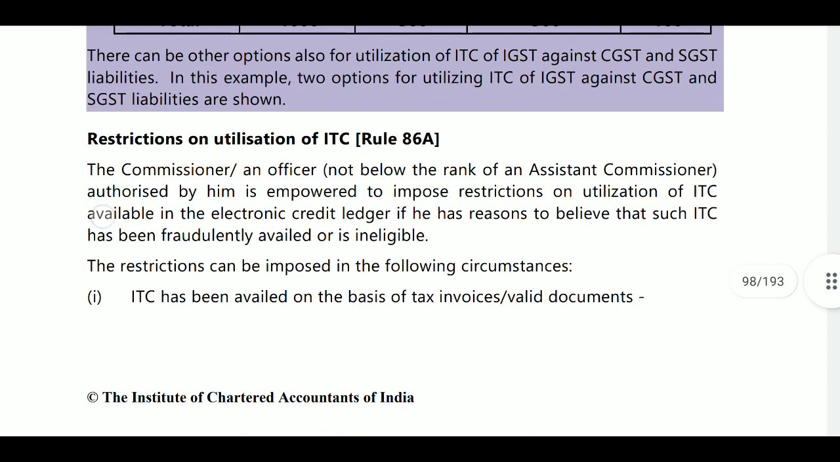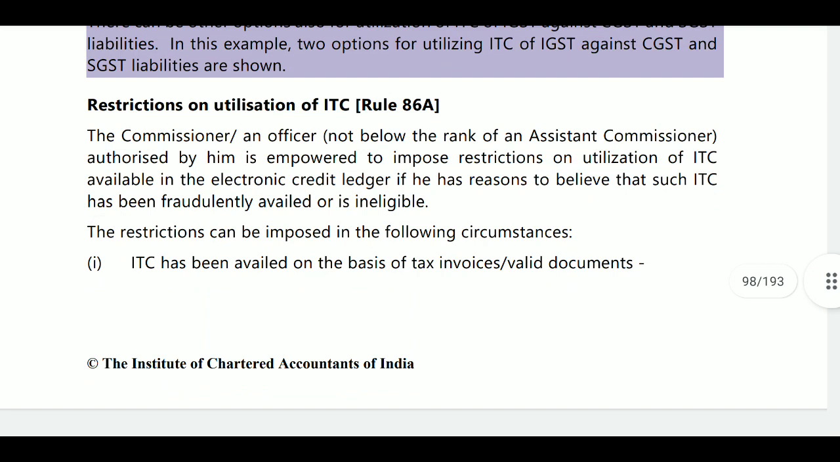Next, restriction on utilization of ITC, that is Rule 86A. As per Rule 86A, there is a restriction for utilization of ITC. You cannot utilize the ITC in some cases. That is in some cases, that is what Rule 86A will explain. What is there in Rule 86A?